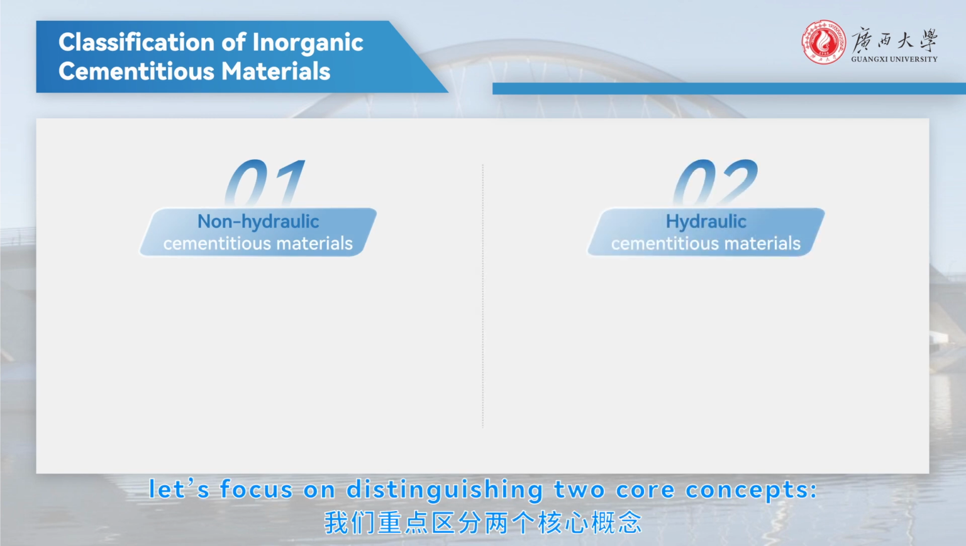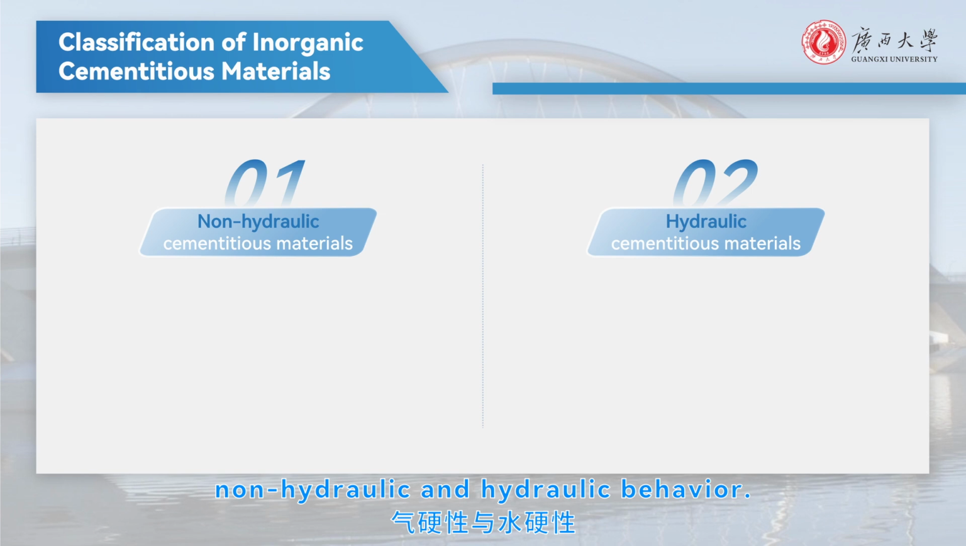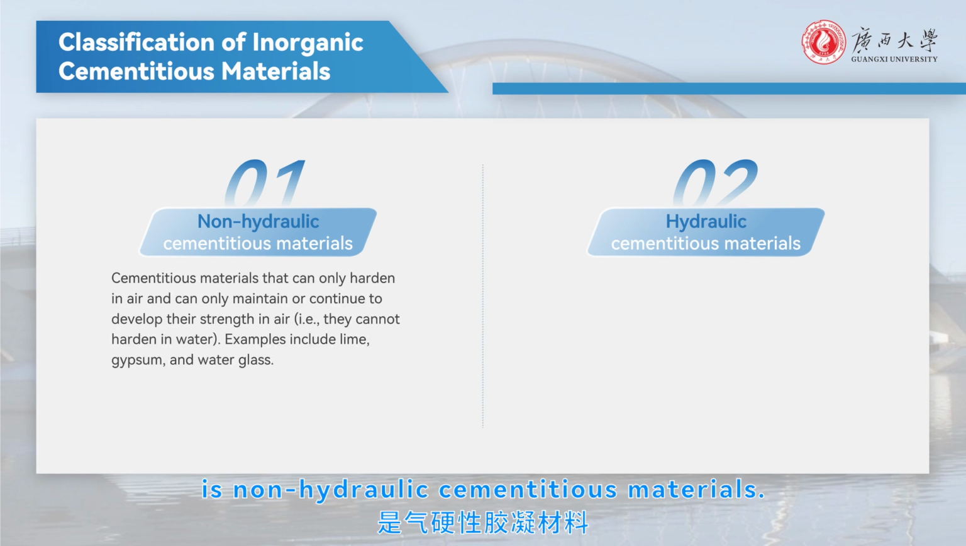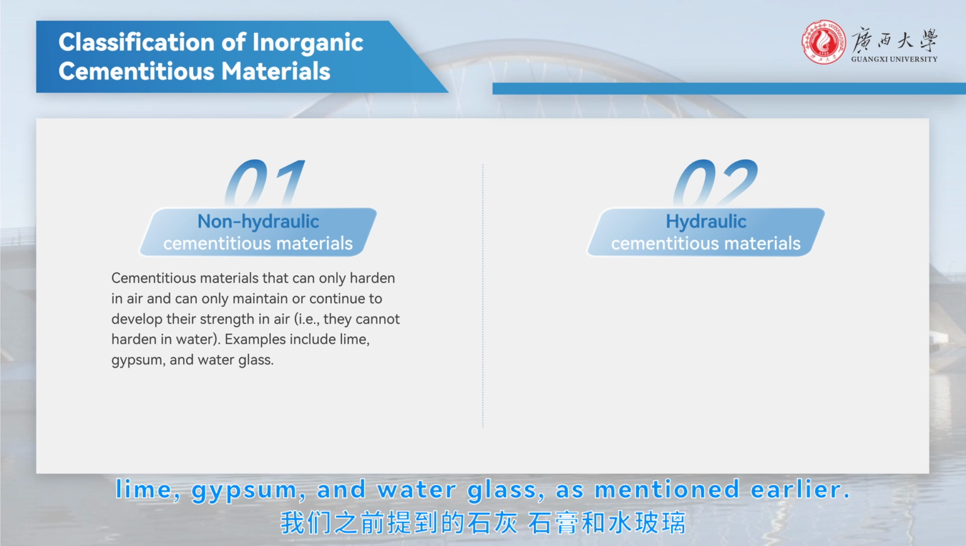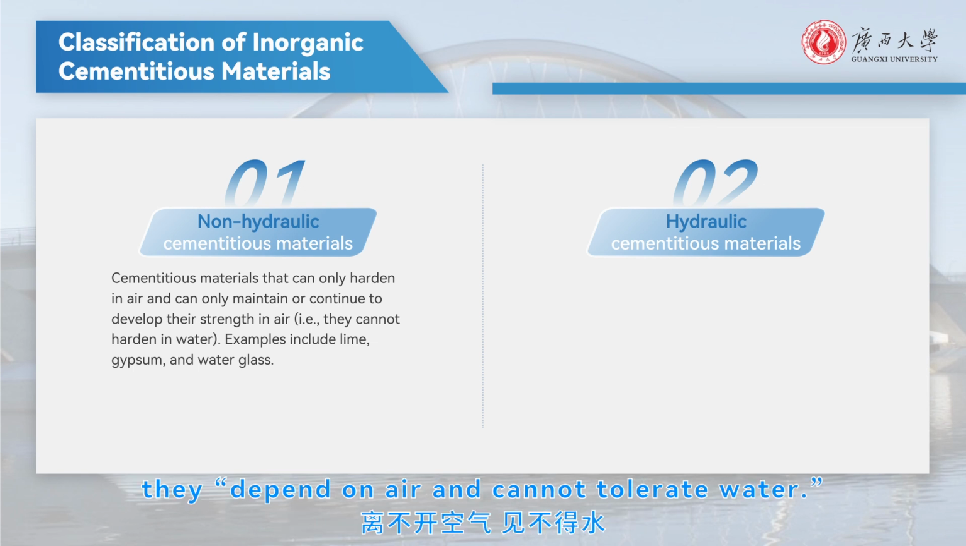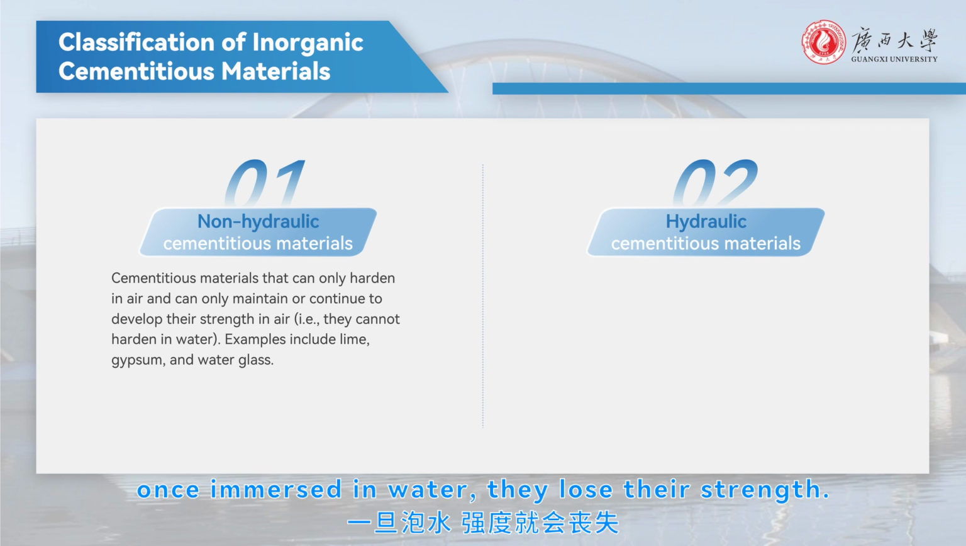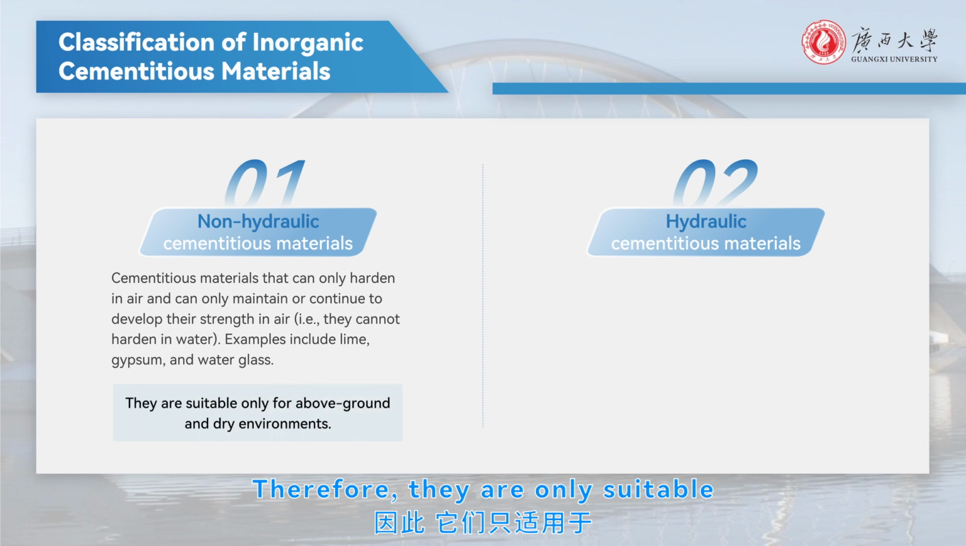Next, let's focus on distinguishing two core concepts: non-hydraulic and hydraulic behavior. How do we tell them apart? A simple way is to look at their survival environment. The first category is non-hydraulic cementitious materials. Typical examples include lime, gypsum, and water glass, as mentioned earlier. Their defining feature is that they depend on air and cannot tolerate water. They can only harden and maintain their strength in air. Once immersed in water, they lose their strength. Therefore, they are only suitable for dry environments above ground.